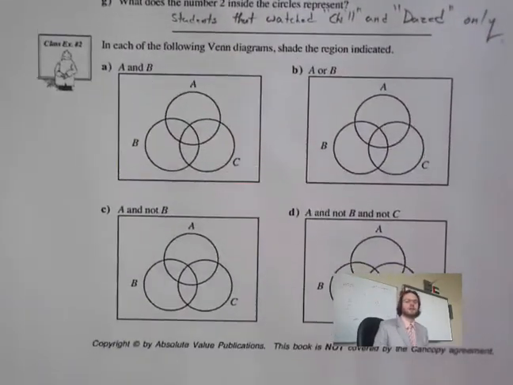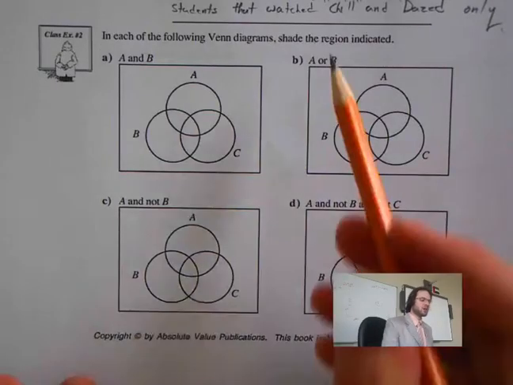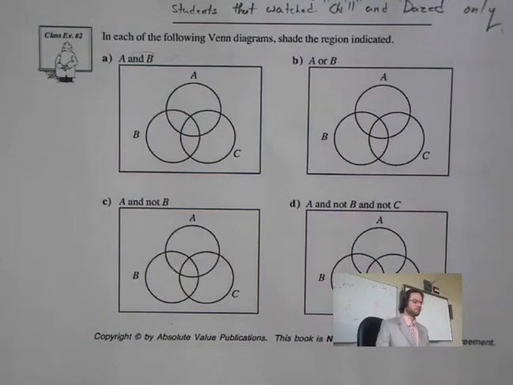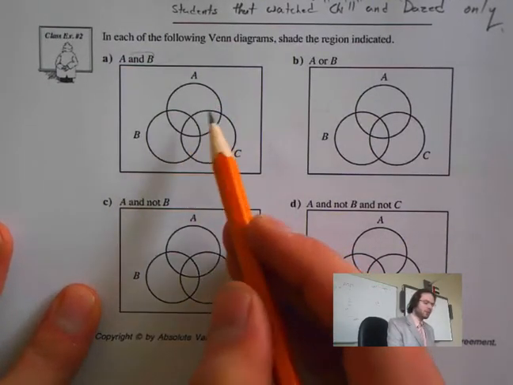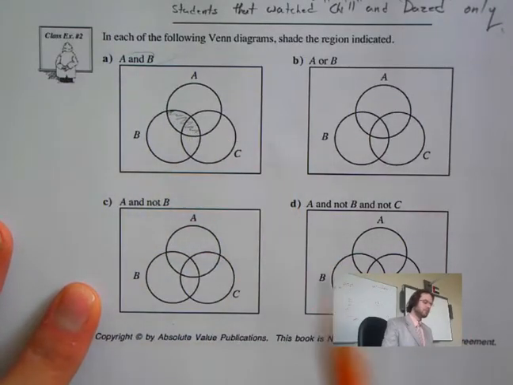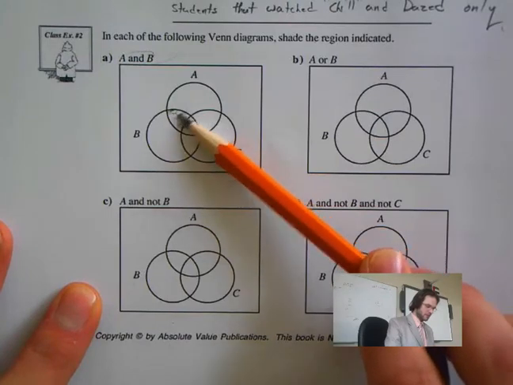All right. Let's take a look at example 2. It says, in each case, the following diagrams shade the area indicated. This one's saying A and B. So which one is in A and B? Well, I take a look at that. This is in A and in B. So it's this area right there.